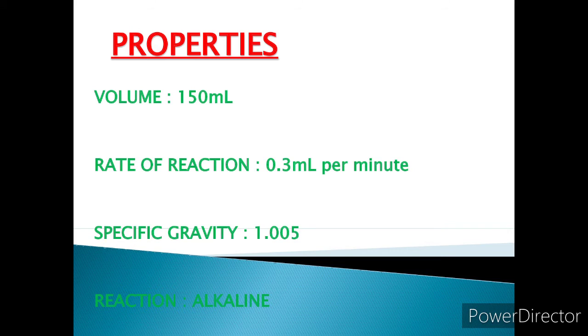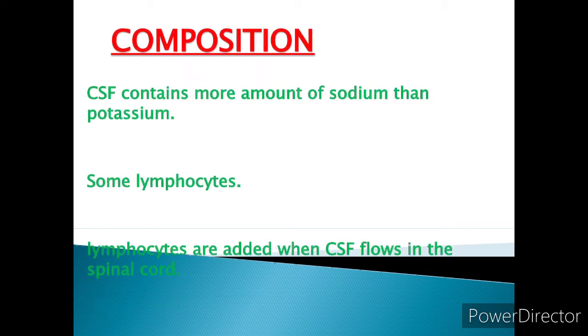So next is the composition. It consists of water, mineral salts, glucose, plasma protein, a small amount of albumin and globulin, few leukocytes, creatinine, urea. They are the compositions of the CSF.